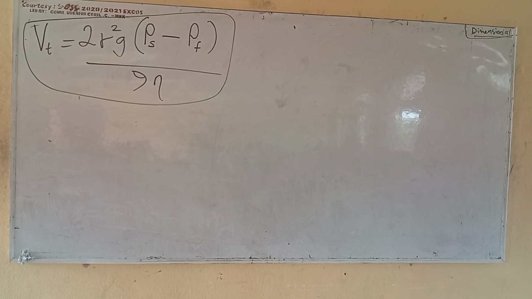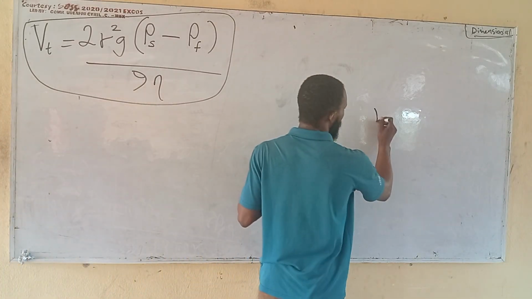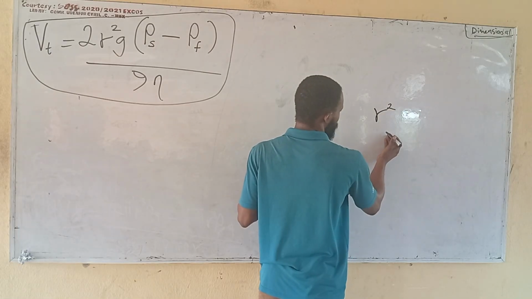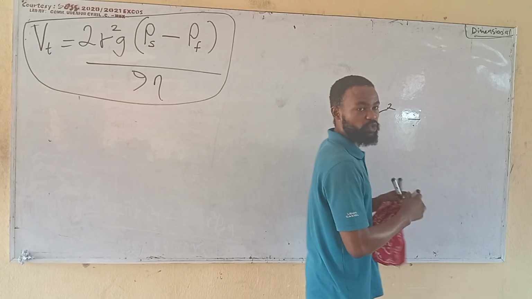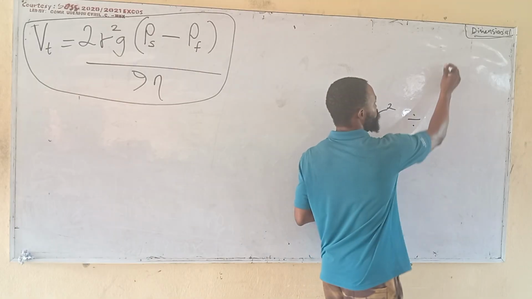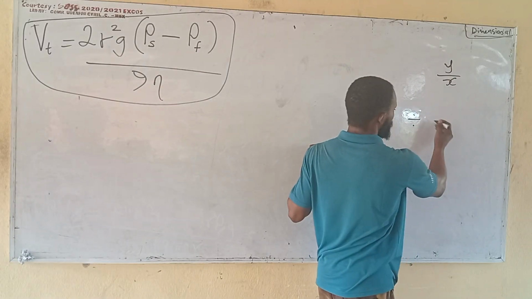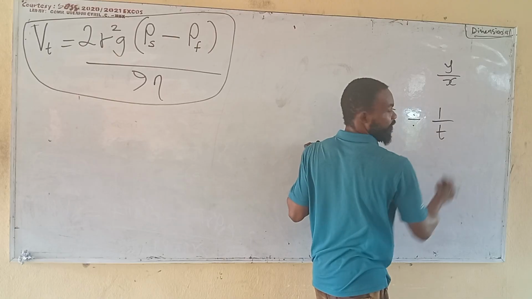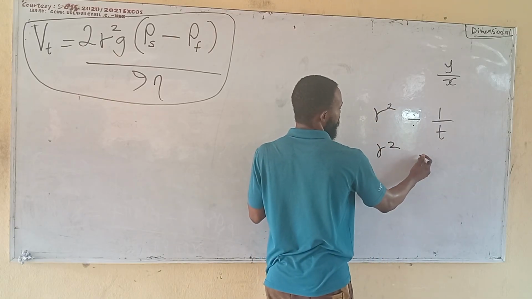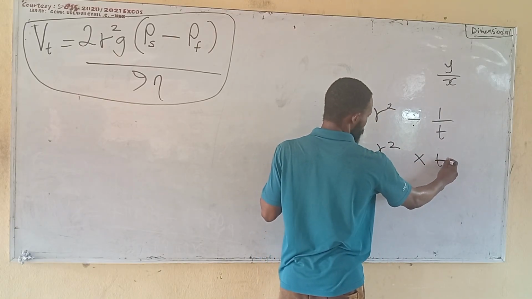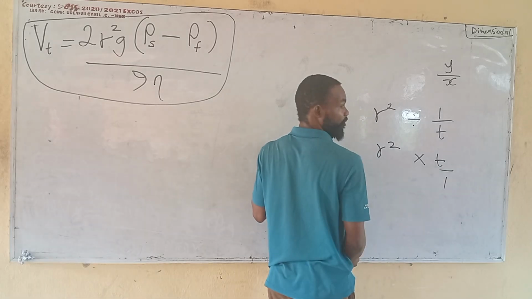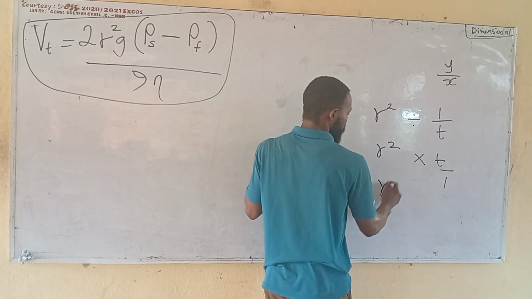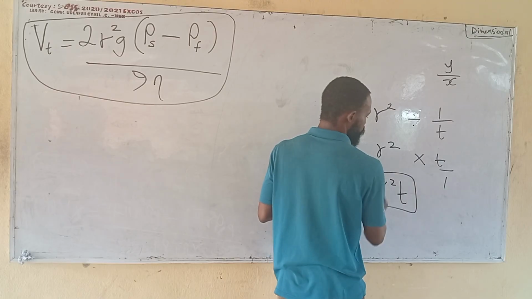All right, so let's continue. We've gotten this, and there's a question that said justify. But please remember that our graph is r squared against 1 over t. Hope you know that is what slope means: divided by, that is y over x. So divided by 1 over t, which is essentially saying r squared times t over 1. Which is essentially saying r squared t is our slope.